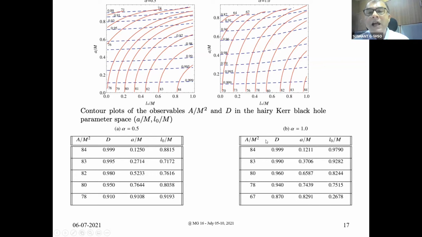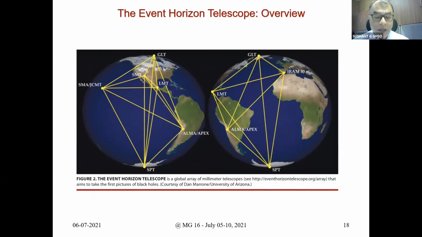So for a given alpha, you can find various parameters associated with the black hole shadow. So that was the reason.